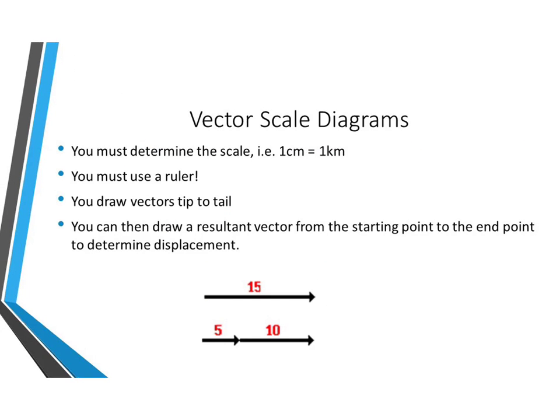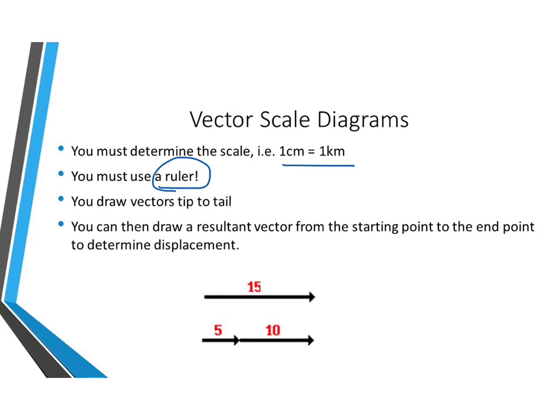Another way to represent vectors is to draw scale diagrams. And so you use a scale. Generally, we use 1 centimeter to 1 kilometer or 1 centimeter to 1 meter, whatever you need. You do have to use a ruler to do this because you do have to, in fact, measure. So make sure you are using a ruler. And we always draw vectors tip to tail.